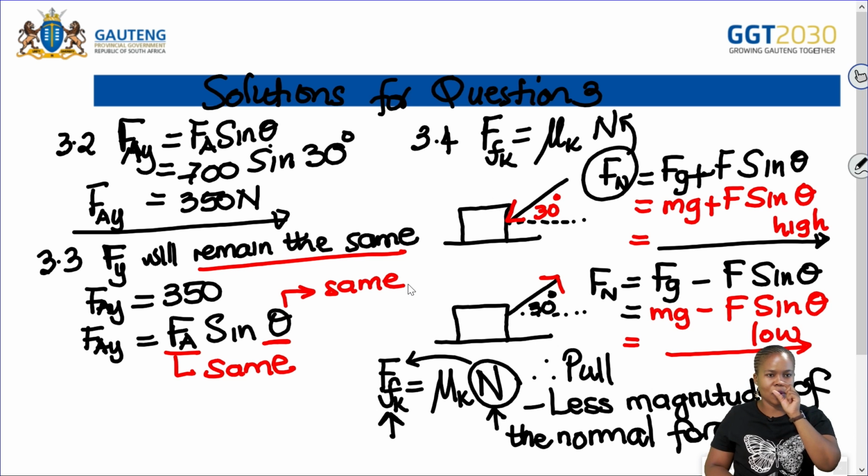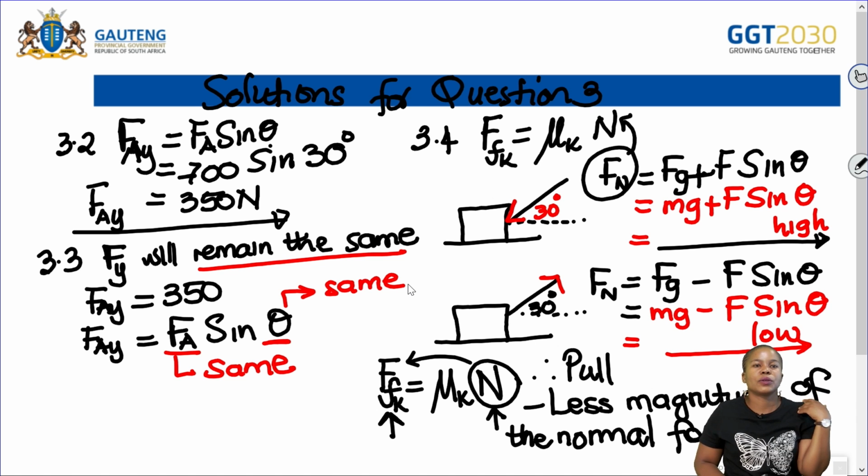Smaller. We need instances where it is smaller because we want to make it easier to move the grass cutter. So in the pulling instance, we're choosing pull because what we have is smaller, and having a smaller magnitude of the normal force is going to make the frictional force less, making it easier to move forward.